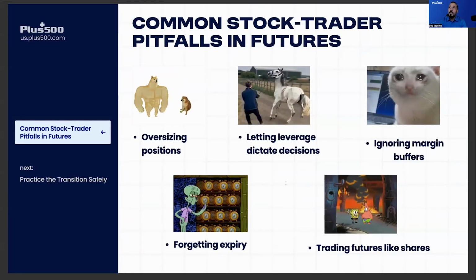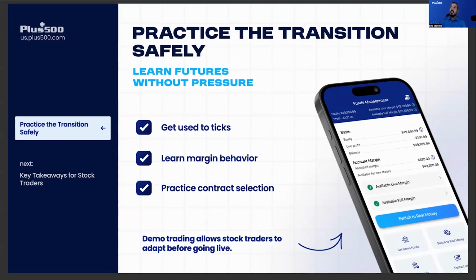Common stock trader pitfalls: you oversize positions, you let leverage dictate your decisions. I sort of described that a minute ago. Ignoring margin buffers: you need room between the money you have and the margin you're going to use, because if you hold something too long, it's too much risk, and you'll get a margin call. Forgetting about expiration, and trading futures like stock shares. Those are the biggest problems that stock traders run into.